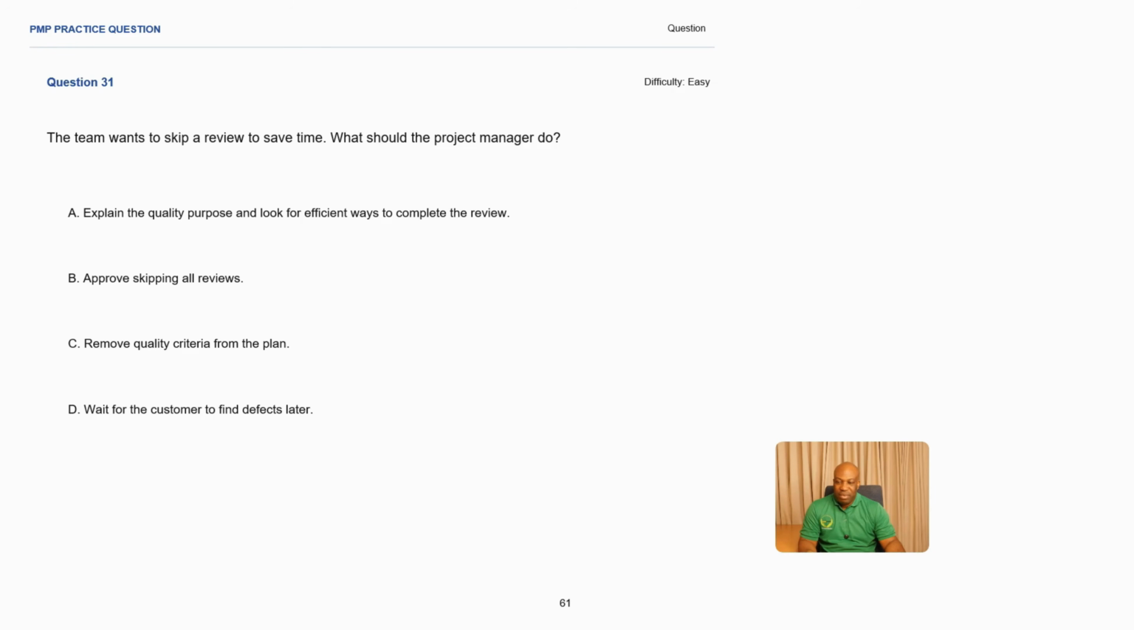So question number 31. The team wants to skip a review to save time. What should the project manager do? Okay. So what is our problem statement? The team wants to skip a review to save time. Okay. So the difficulty here is easy. So let us go through the answers now.